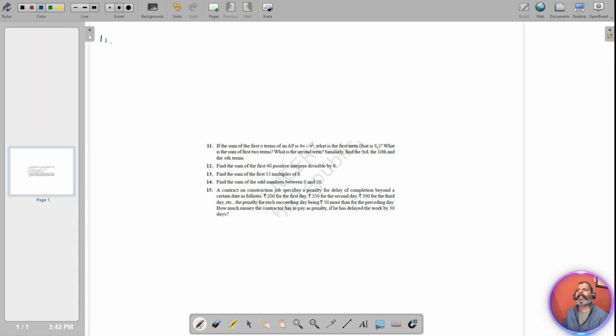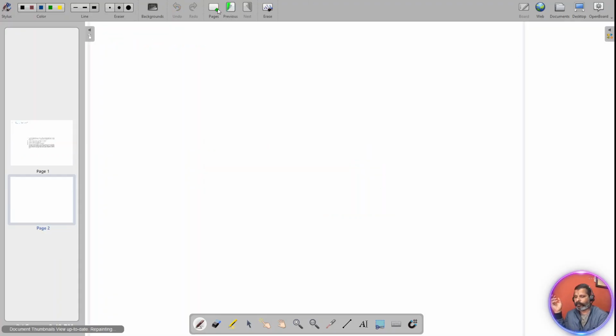If the sum of the first n terms of an AP is given as 4n minus n square, what is the first term? That is S1. And what is the sum of first two terms? What is the second term? Similarly, find the third, 10th, nth terms. This question has come just to make you understand this formula.